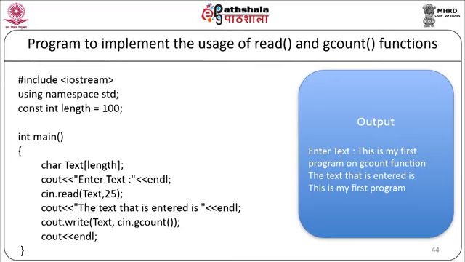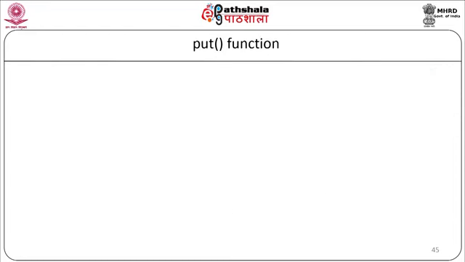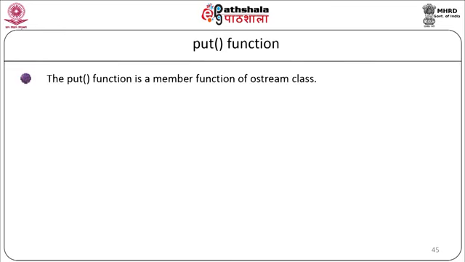So first 25 characters will be only written back on the screen. Now let's see the functions of OStream class. Some of the most commonly used functions of OStream class are put and write. The put function is a member function of OStream class. It is mainly used to write a character to output device.